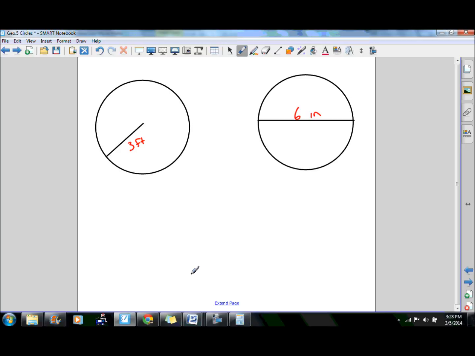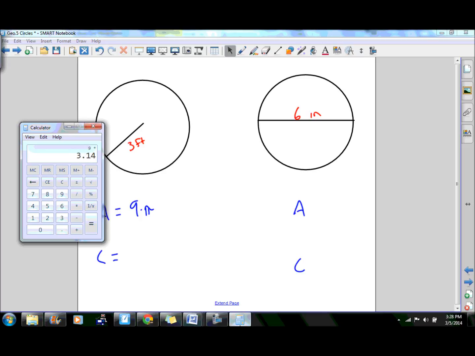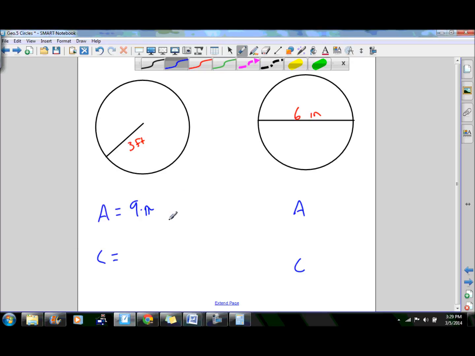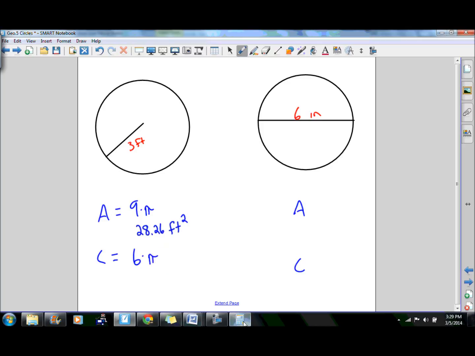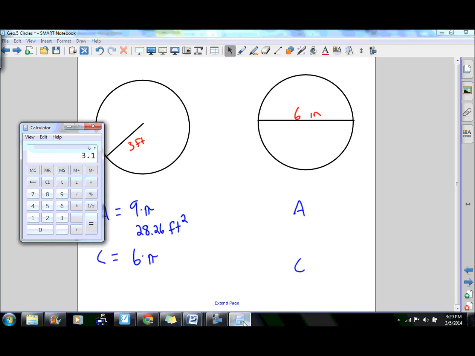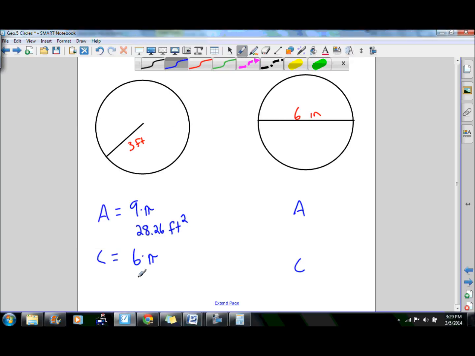I want you to try to find the area and perimeter of both of these figures on your own. So this one over here would be 9 times the value of pi, which is 28.26 feet squared. This one would be 6, because the diameter would be 6 times pi, which is 18.84.